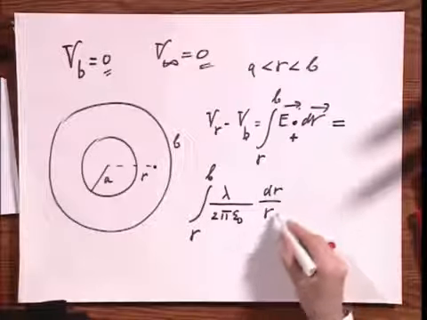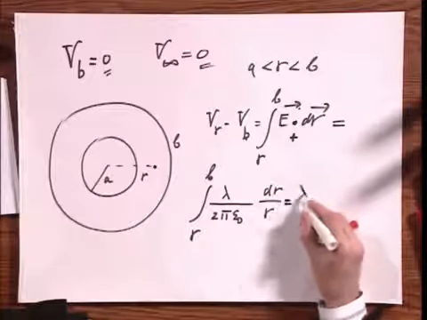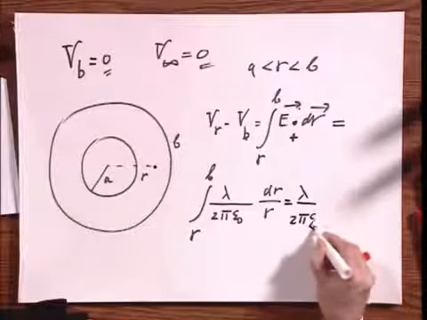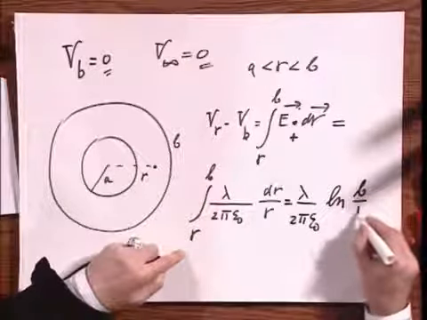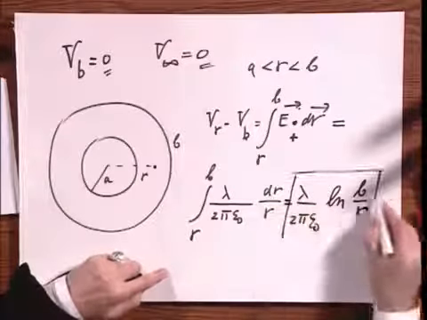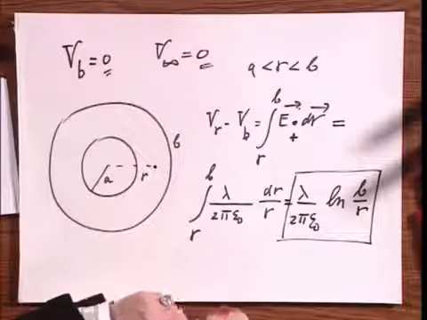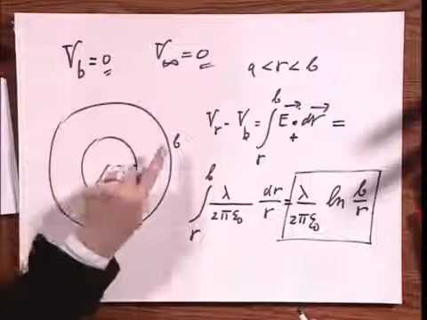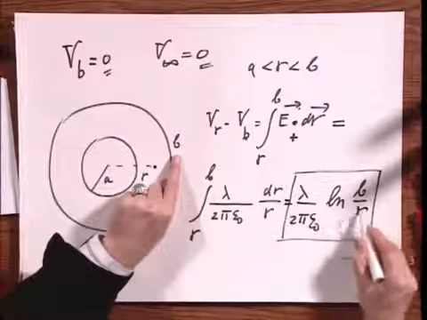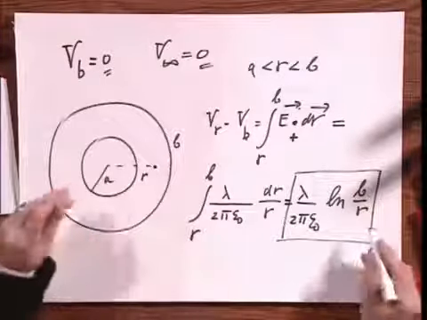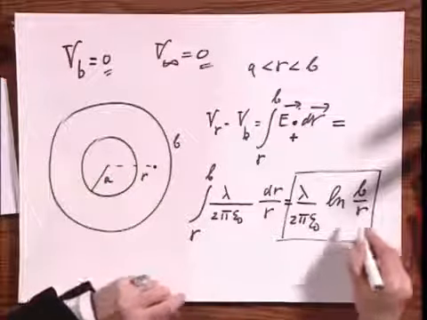Now this integral is the logarithm of r taken between the values b and r. So this becomes lambda over 2 pi epsilon 0 times the logarithm of b minus the logarithm of r, which is the logarithm of b over r. So that's the way that the potential changes from here to here. And if you want to know what it is at r equals b, you put in r equals b, and what do you find? No surprise, the logarithm of 1 is 0. It's exactly what we had. If you want to know what the potential is at r equals a, then you put in r equals a, and you find b over a.